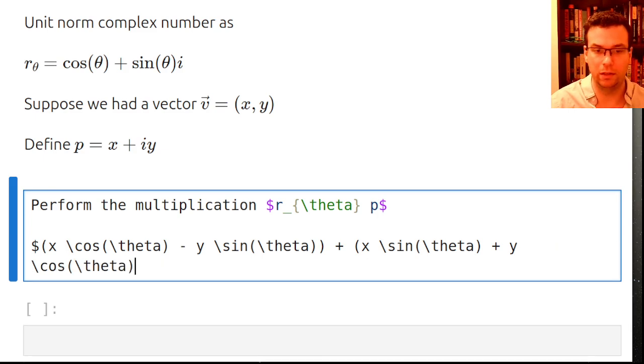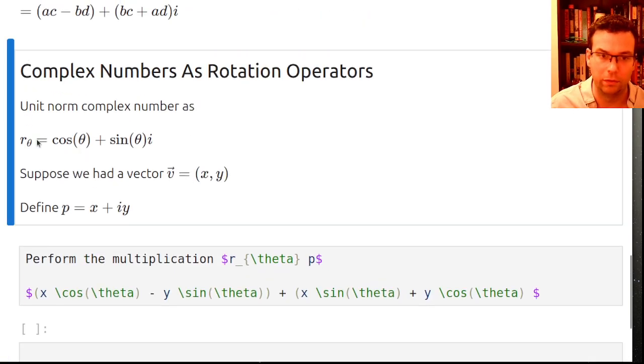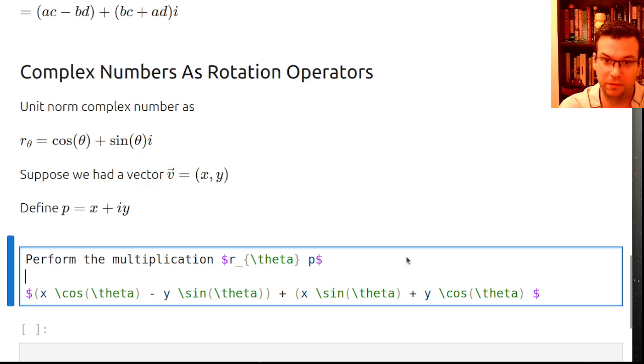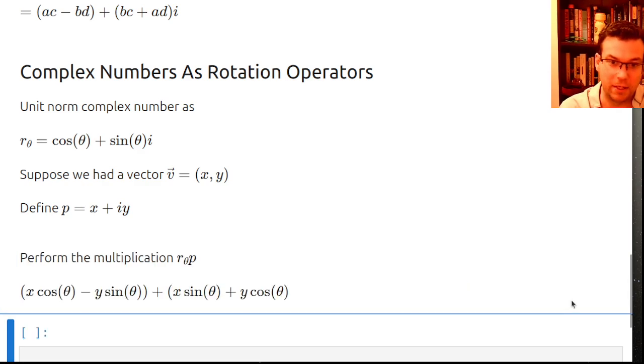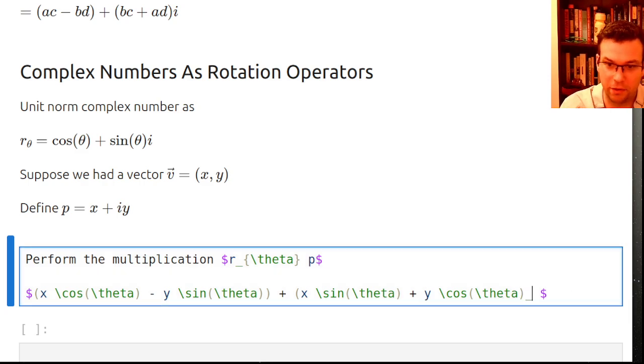So all I did here was I defined a special vector, special complex number, cosine of theta plus i sine theta, or sine of theta times i. I took a vector, I plopped it in as the complex number, and then I just performed the multiplication. And so here's the result that I get. Whoops, I forgot to put the i on the end. Okay.